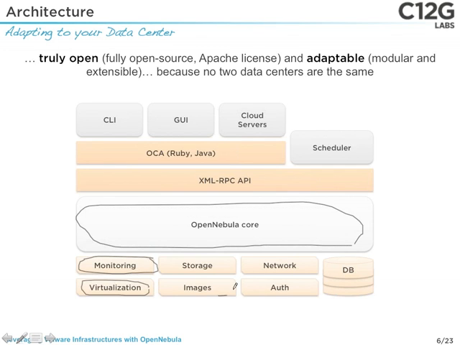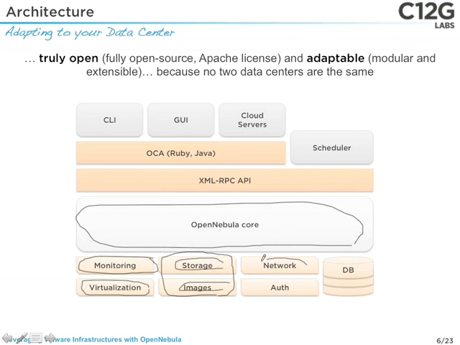OpenNebula also has drivers for storage and images. Images being catalogs of images. So for instance, you can have different catalogs of images for different groups of users. So the drivers take care of the inclusion of new images into the catalogs. And then you have the storage drivers, which are the ones that take the images from the catalog and move them into the virtualization node to form a virtual machine.